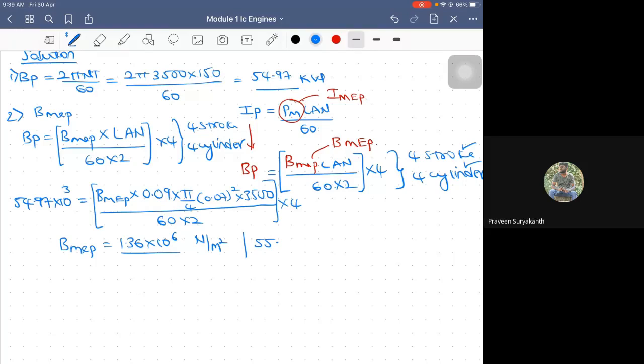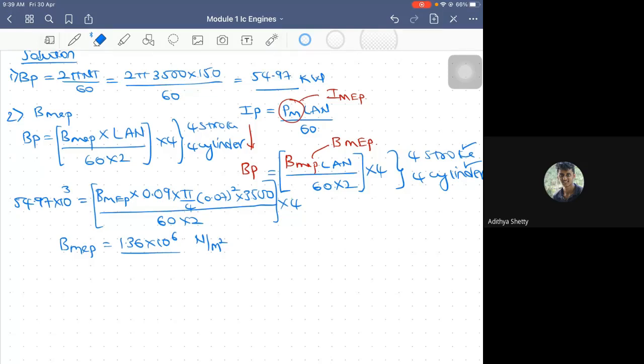Azim, 1.36 only. Darshan Shetty, Marwan, Mohan also. Okay, fine. So let me fix on to this value. Even in my book also it was 1.36 into 10 to the power of 6. Is it correct now? Yes, sir. So second one is done.